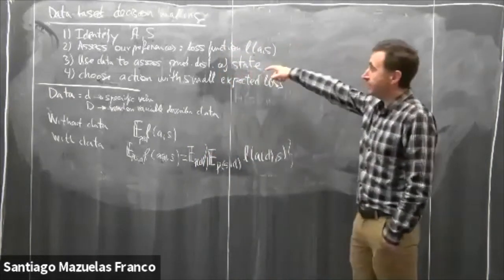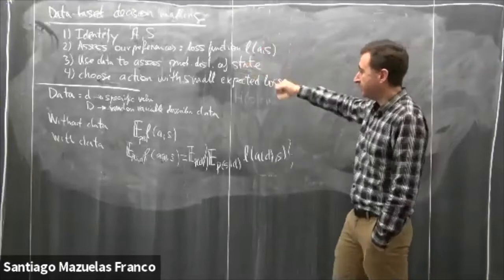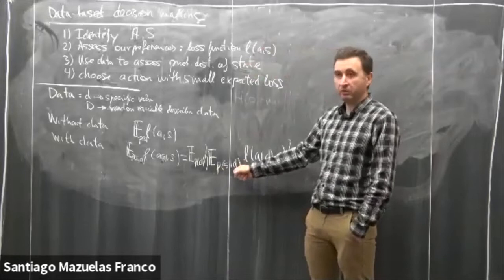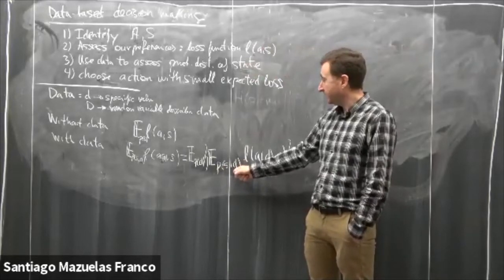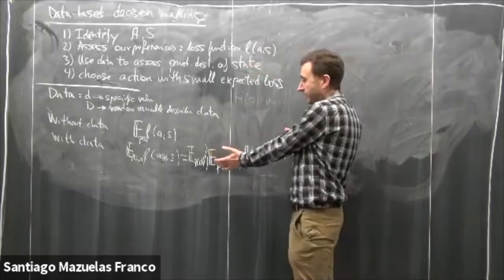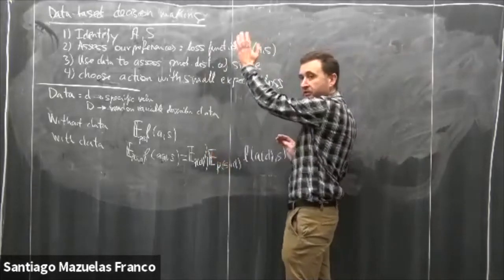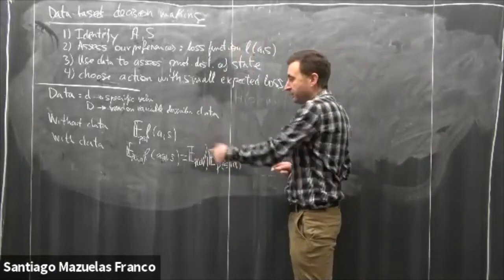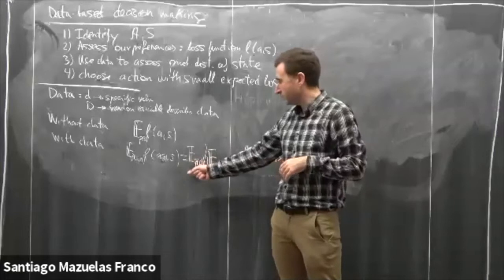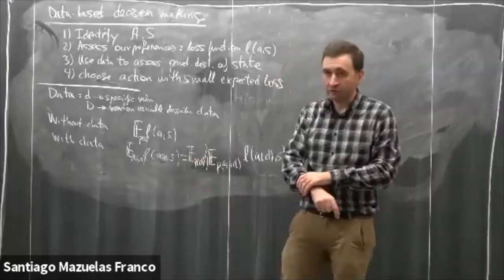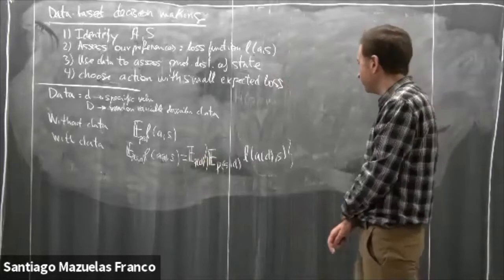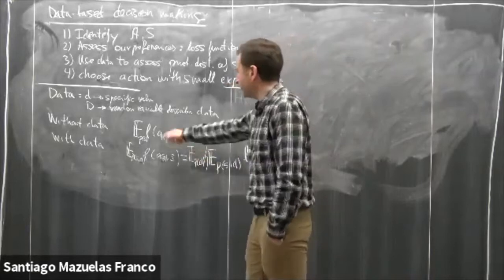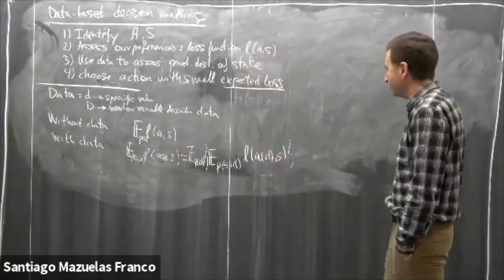One way to see database decision problems is that we have many decision problems, one decision problem per possible value of the data. The way we solve any of these specific decision problems is just the way we solved them in the past. The only difference is that we are going to have many of those decision problems, and the final performance is going to be the expected performance, the expected loss.